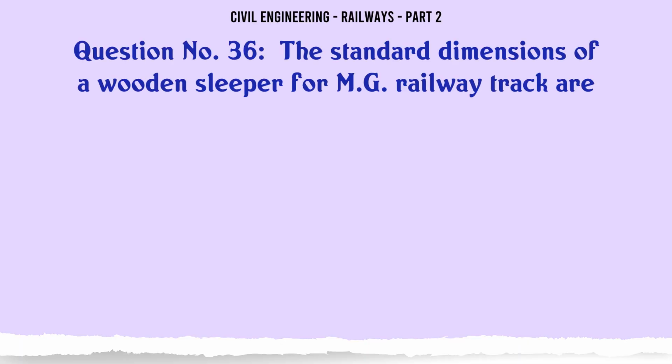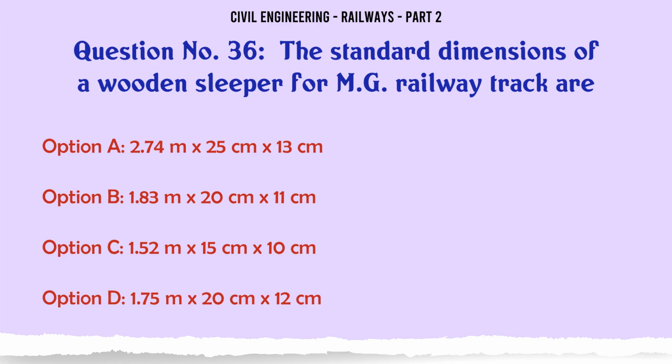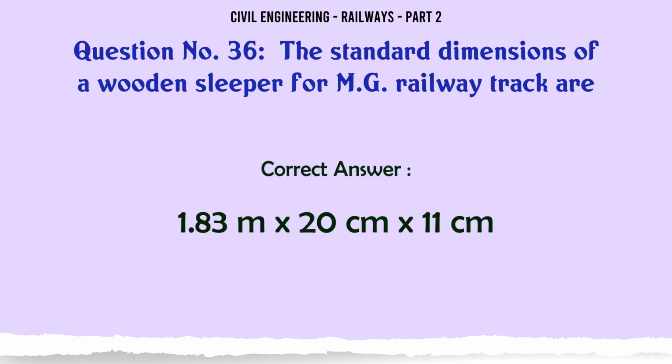The standard dimensions of a wooden sleeper for MG railway track are A. 2.74 m x 25 cm x 13 cm, B. 1.83 m x 20 cm x 11 cm, C. 1.52 m x 15 cm x 10 cm, D. 1.75 m x 20 cm x 12 cm. The correct answer is 1.83 m x 20 cm x 11 cm.